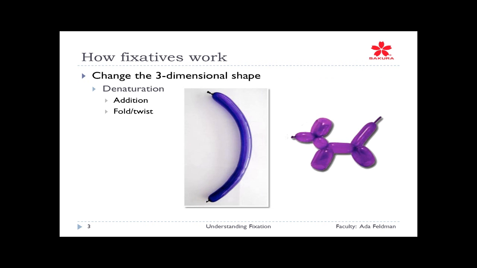What we want to know is, how does fixation really work? If you go to the definitions, we say that it's to prevent autolysis and putrefaction, and that all really depends upon changing the three-dimensional shape of our molecules. Another fancy way of saying changing the three-dimensional shape is the term denaturation.